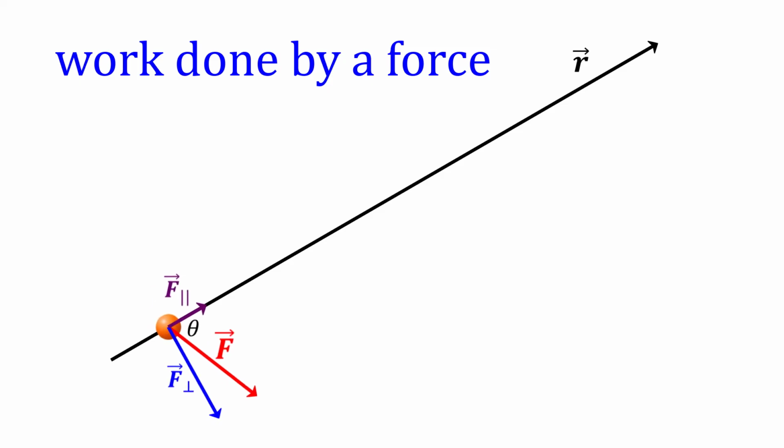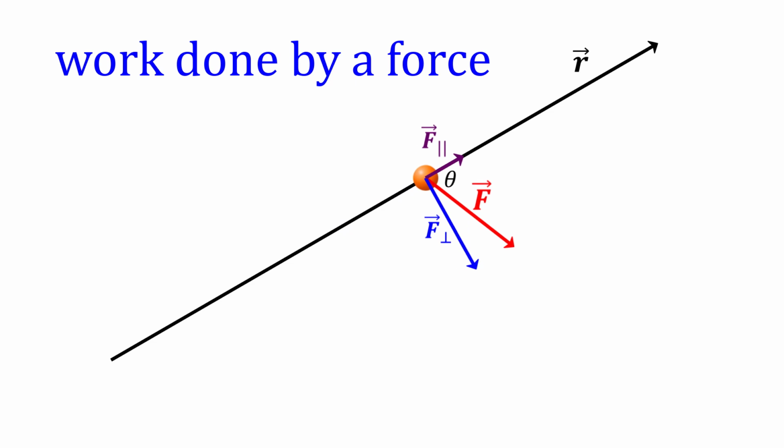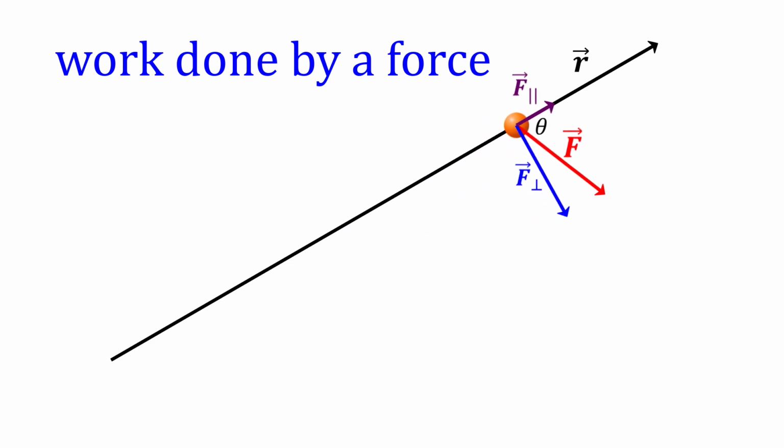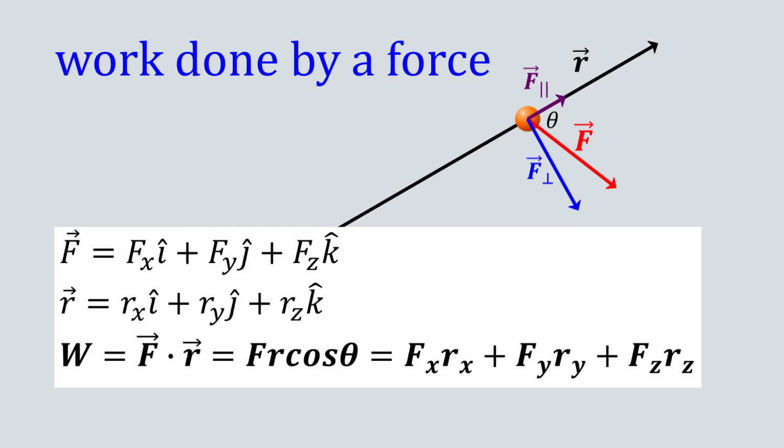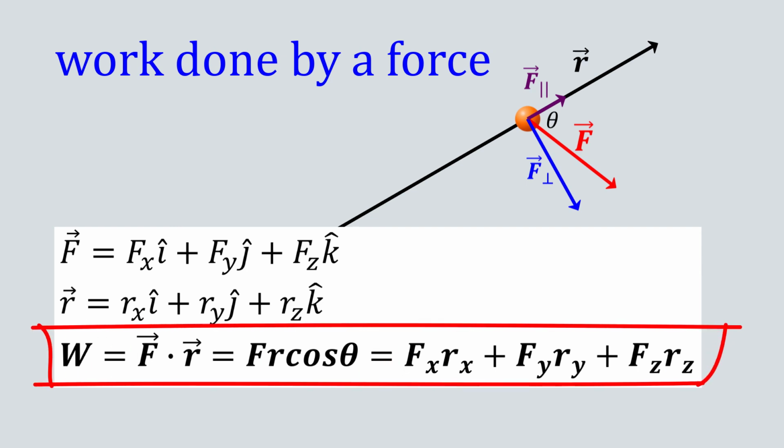As this bead moves along the wire, it's the purple F parallel force that does the work. The blue F perpendicular component does no work. It's not equal to 0, but it's not doing any work on the bead. So it's the dot product that calculates this. The work done by this applied force as it moves the bead along some displacement r is given by the force vector F dotted with the displacement vector r, which is equivalent to the magnitude of the force vector times the magnitude of the displacement times the cosine of the angle between those two vectors, and is also equivalent to fx rx plus fy ry plus fz rz. This is exactly what we did with vectors a and b.